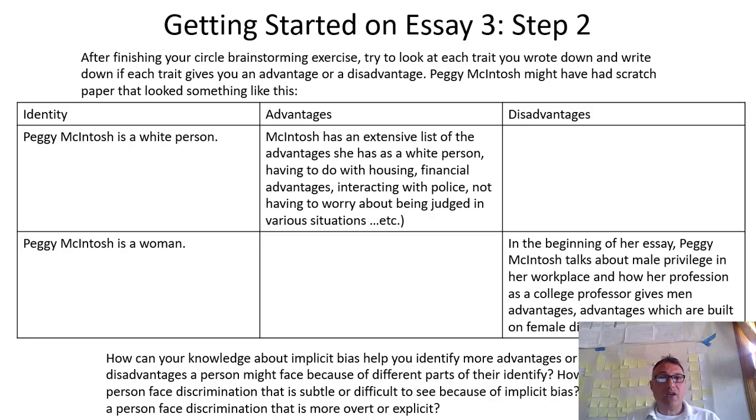Peggy McIntosh, she talks about being a white person. She gave a pretty extensive list of advantages that she has as a white person. In the next row down, you can see that she also talked about what it's like being a woman, and she does talk about some disadvantages that she has because she's a woman.